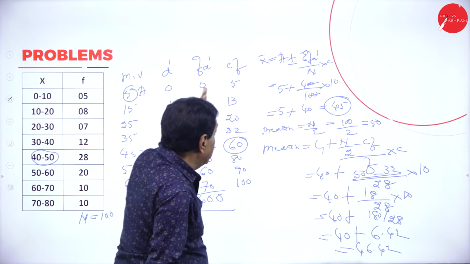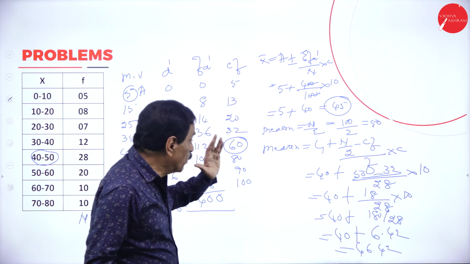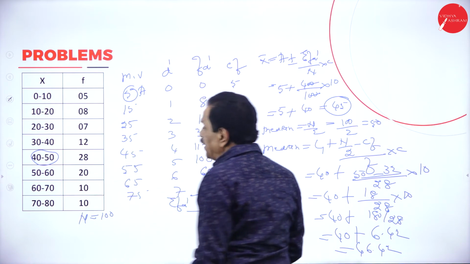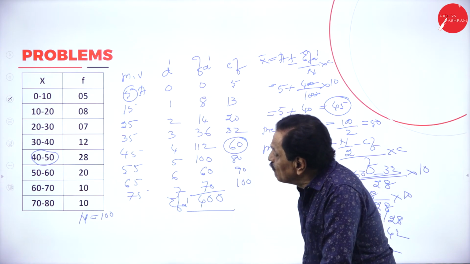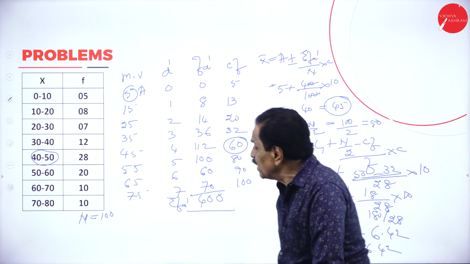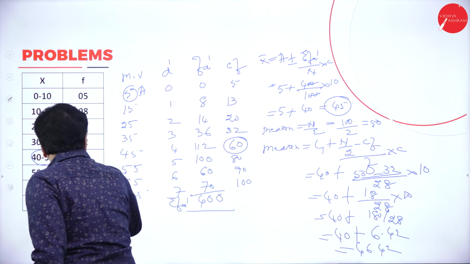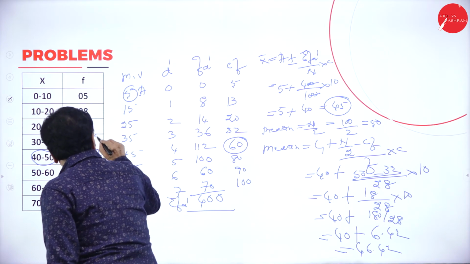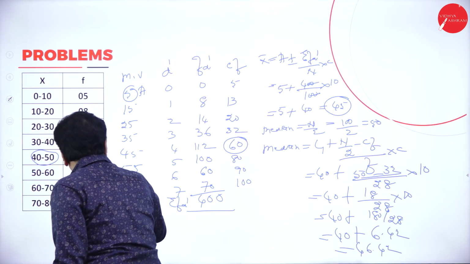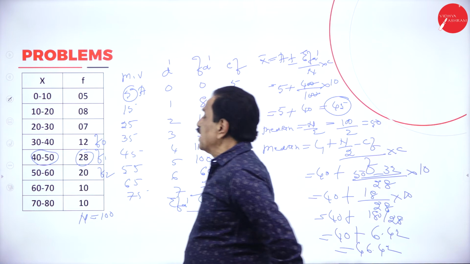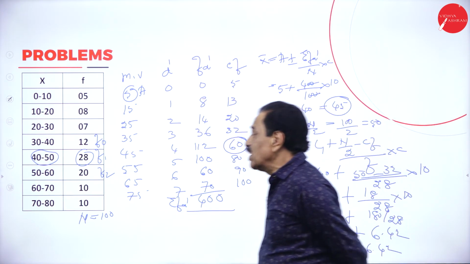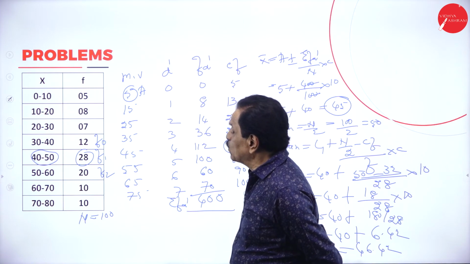So, we find out the mean, we find out the median. What is left over? Mode. Mode lies in the highest frequency. Which is the highest frequency here? 28. 28 is the F1. 12 is the F0. 20 is the F2. So, which is the highest one? 28 is the highest one. F0 is 12. The next number is 20.